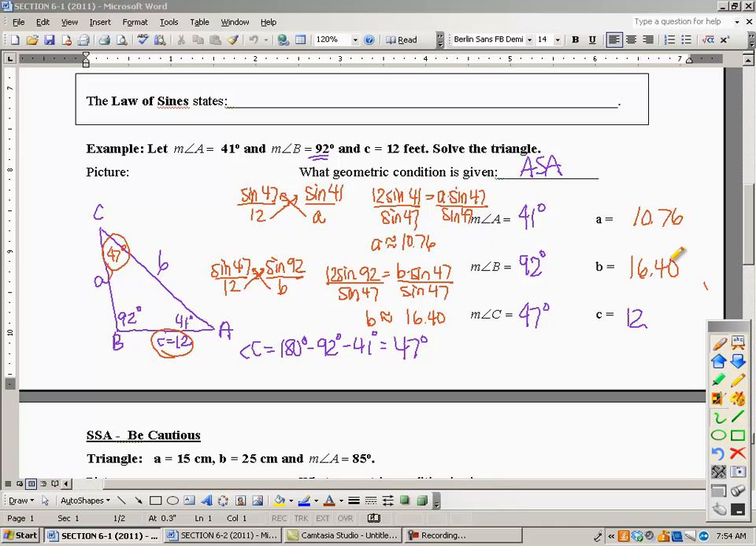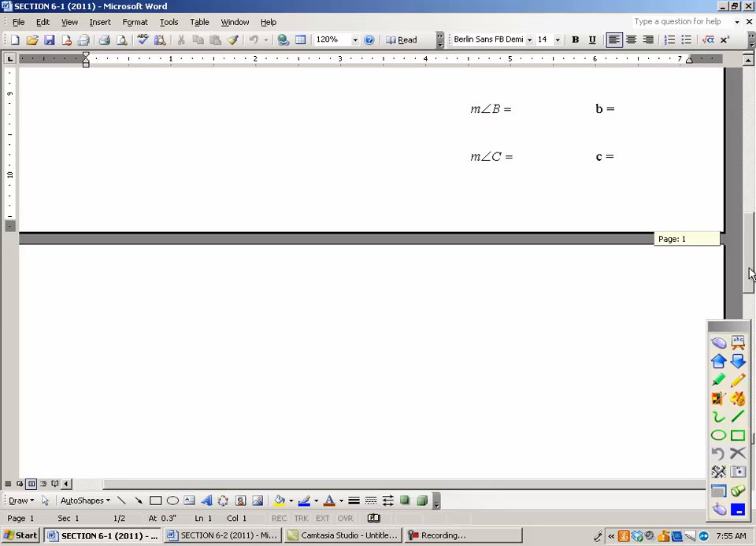Now, the question is, does this make sense? Well, 92 is the biggest angle, so 16.4 should be the biggest side. The next biggest angle is 47, so 12 should be the middle length, and 41 is the smallest, so 10.76 should be the smallest. And that ends up making sense. And so our goal is to use the corresponding side and angle to help us get through. Okay, so let's try another one.